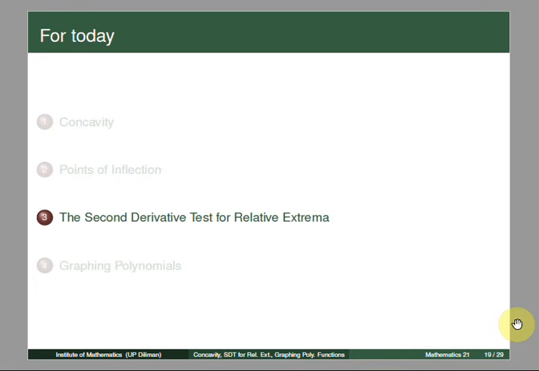Great. So this concludes this part of the lecture. In the next part, we will discuss the second derivative tests for relative extrema. That is, how we are going to use the second derivative to find whether a value x equals c is a relative extremum of a function. See you on the next video.